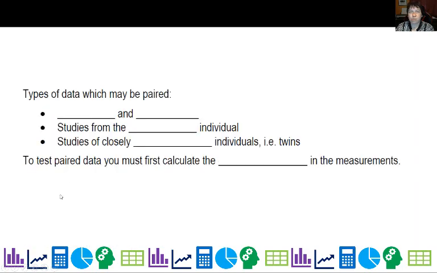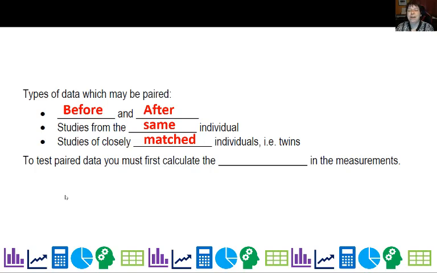So types of data which may be paired include before and after, studies from the same individuals, studies of closely matched individuals like twins. And in fact, I have some twins in my AP class and they say, yeah, they get asked to do studies all the time.